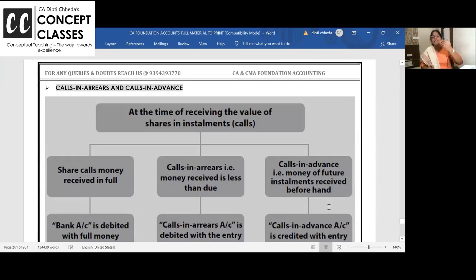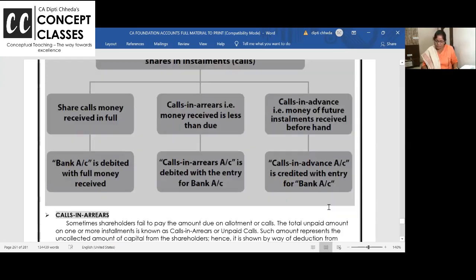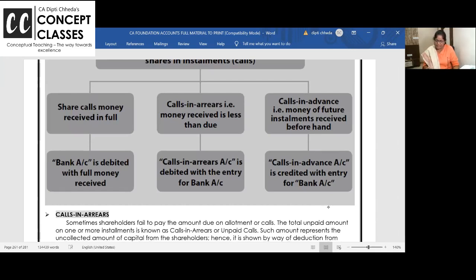When a person's call is due and he is not paying, we call it call in arrears. And when he is paying extra, in the allotment, I want to pay first and final call, then I am not going to pay, that is call in advance. Whatever is due, only that much should be transferred to share capital. Share call money received, bank account is debited. Call in arrears, if money received is less, call in arrears is debited. Call in arrears is like an asset. I need to receive it, but it is written minus from the share capital. Share capital is 10, call in arrears is 1, 9 rupees is in my hand.